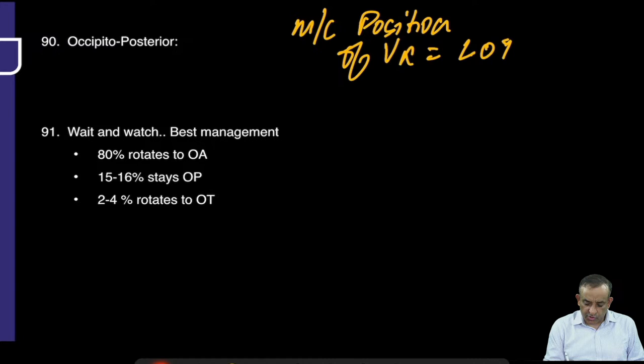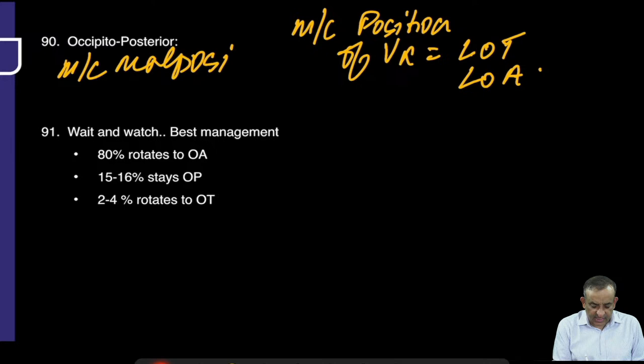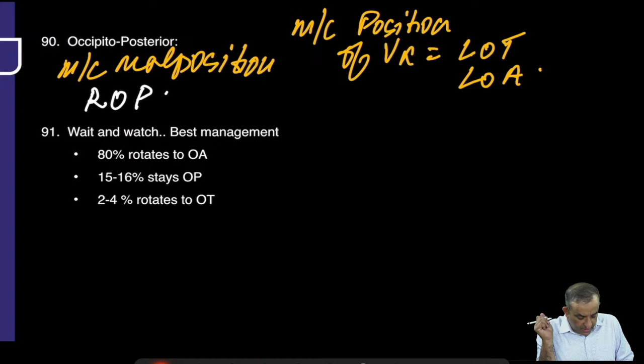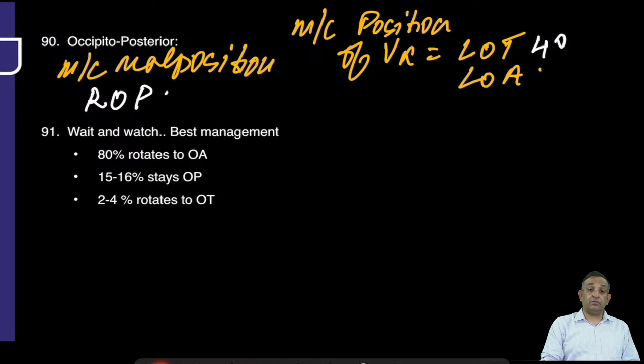What is the most common malposition? Malposition, guys, I'm not saying malpresentation. Most common malposition is occipito posterior, and that is right occipito posterior. All right, right occipito posterior is the most common. Now, LOT is more common than LOA. LOT is 40%, LOA is around 30%. So please remember, most common is LOT.